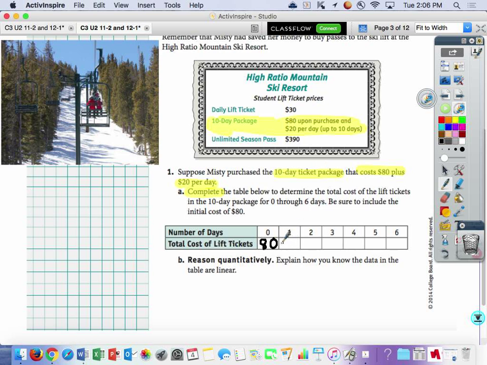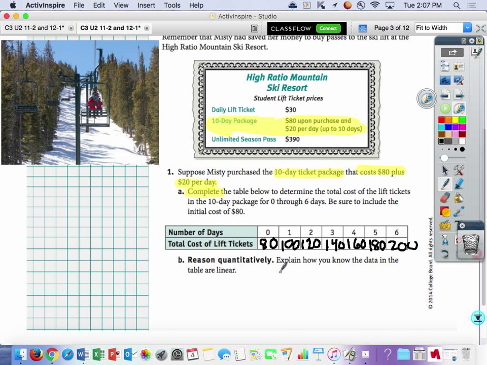So on the first day, she's going to have spent $100 total because she spent the initial $80, and then she spent $20 more, which was $100. On the second day, she's going to have spent $120 because she spent $20 more. Then the third day, she's spending $20 more, so that's $140. The fourth day, she's spending $20 more, so that's $160. Fifth day is going to be $180. And the sixth day is going to be $200.